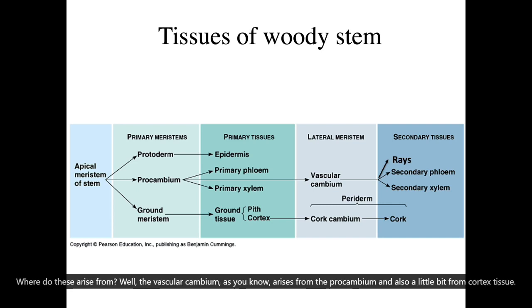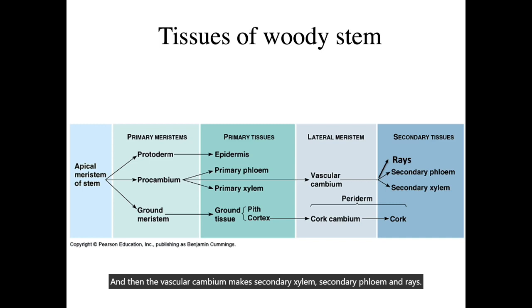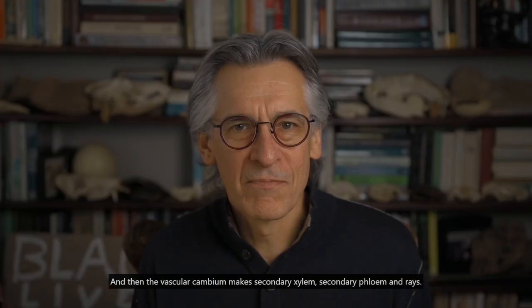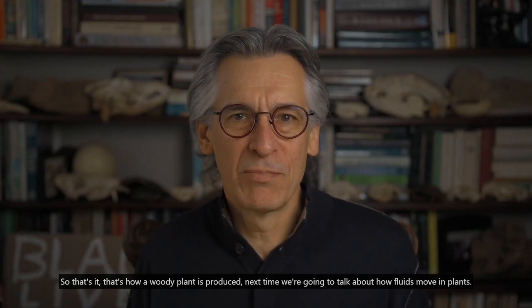Where do these arise from? Well, the vascular cambium, as you know, arises from the procambium and also a little bit from cortex tissue. And the cork cambium arises from the cortex and also somewhat from the secondary phloem. So the cork cambium and the cork are called periderm, and the cork cambium makes cork to the outside of it. And then the vascular cambium makes secondary xylem, secondary phloem, and rays. So that's it. That's how a woody plant is produced.